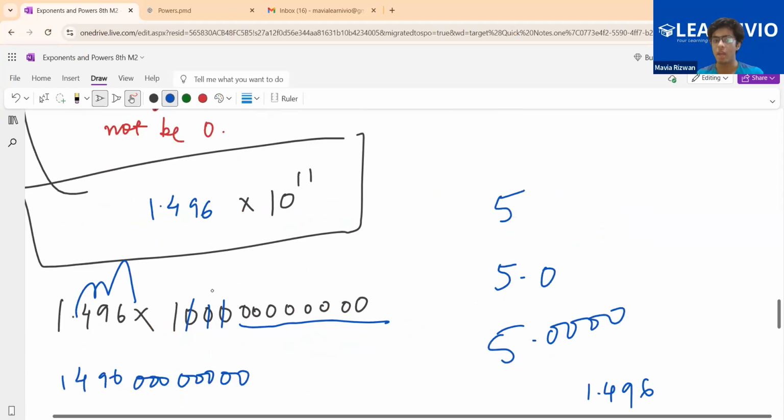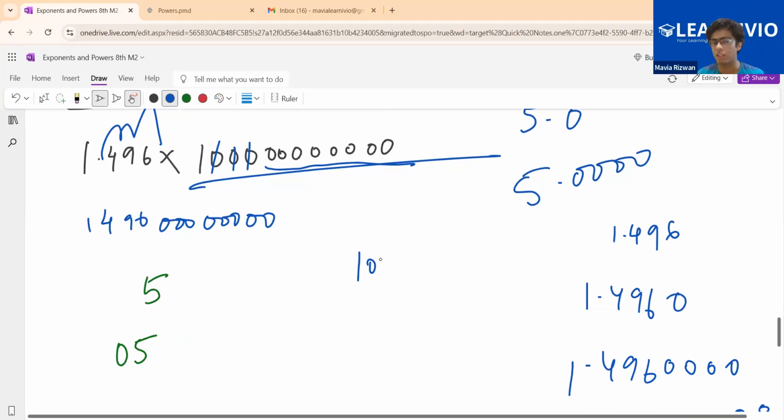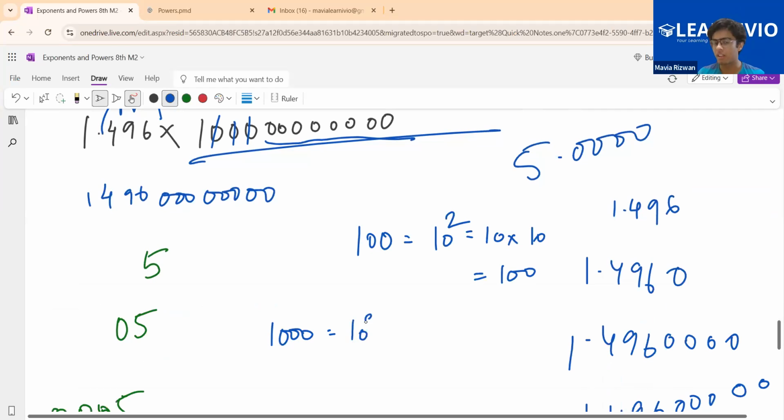See, this is the general form, because writing it as 1.496 into this big number makes no sense. Again, we have to write so much, and speak so much. So we can write, see Abu Bakar, can I write 100 as 10 raised to the power 2? Think about it. 10 raised to the power 2 is 10 into 10, that is 100, right? Can I write 1000 as 10 raised to the power 3? Yes, because this is 10 into 10 into 10, that is equal to 1000.